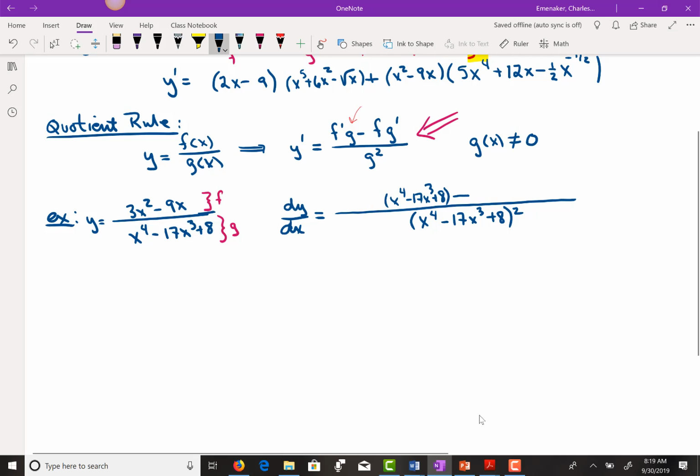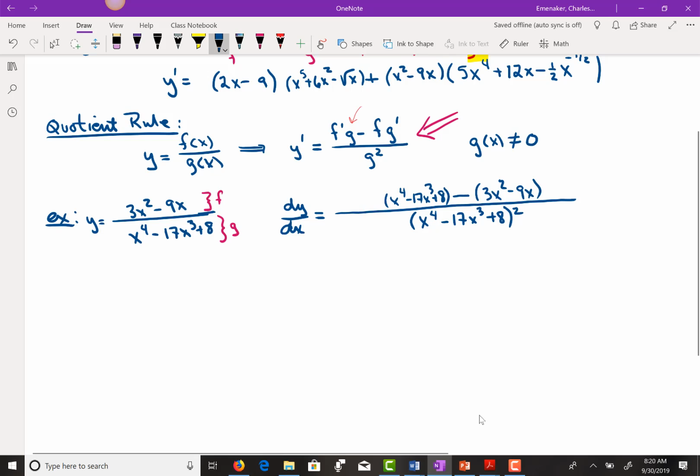Just copy down f, can't we? Well, let's see. That's going to be this 3x squared minus 9x. That is good for partial credit. Just correctly writing down the quotient rule, the f prime g minus fg prime over g squared, is worth 1 point.